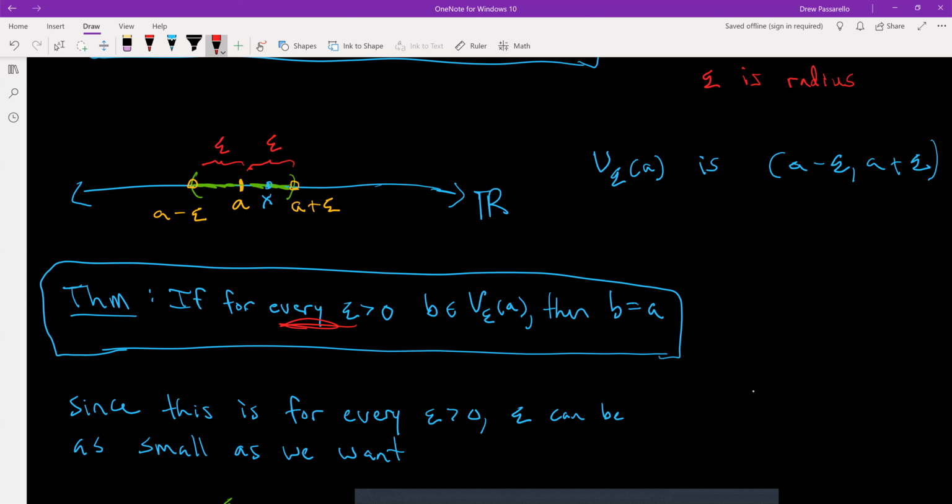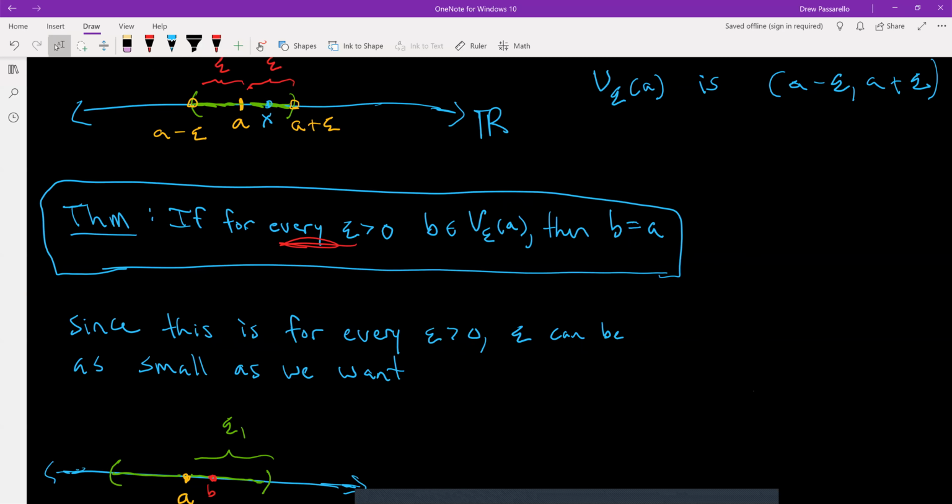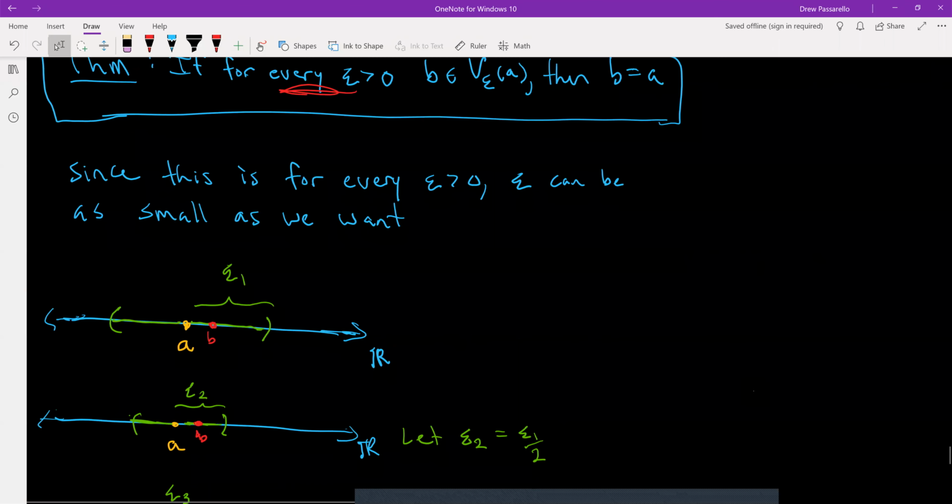So to visualize, since this is for every epsilon greater than 0, epsilon can be as small as we want. So for instance, let's say this is the epsilon 1 neighborhood around A.